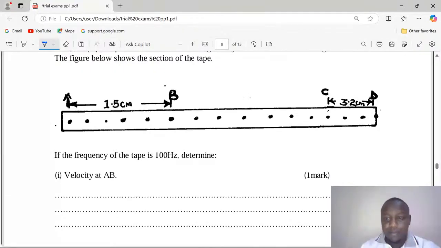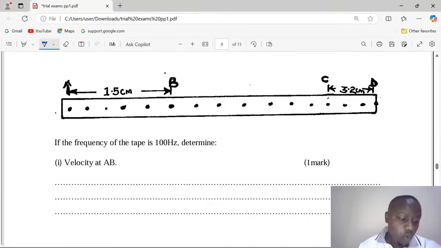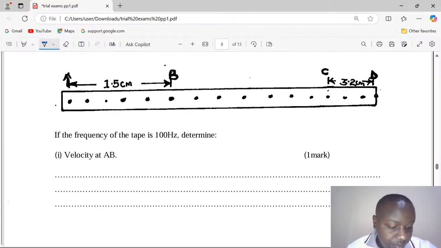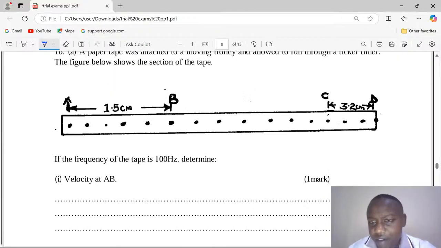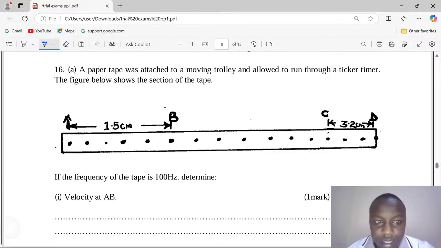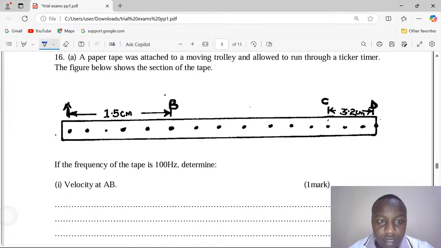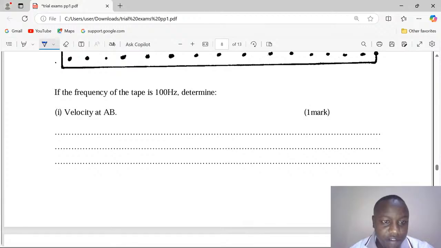So you can see the first 1.5 centimeters, region AB. Then we have the last 3.2 centimeters, and that is the region CD. We have not been given the direction of the pulling of the trolley, but let's see the questions. If the frequency of the ticker timer is 100, determine part 1, velocity at AB.